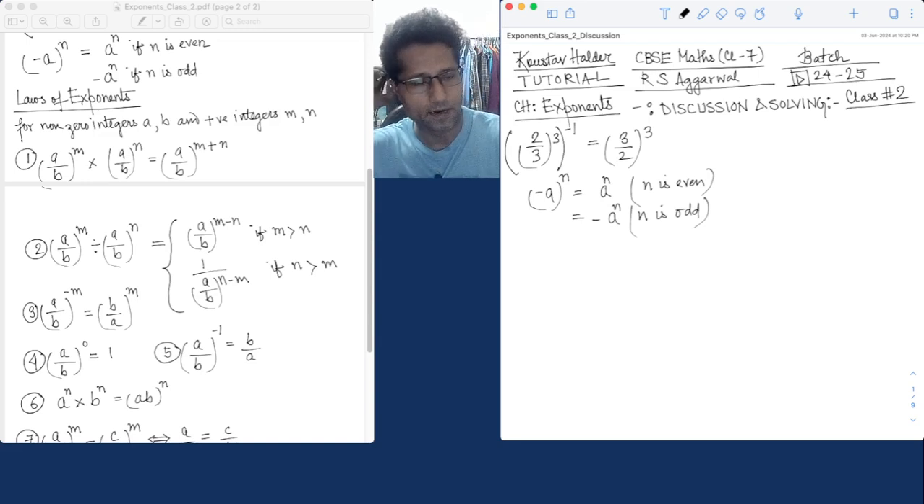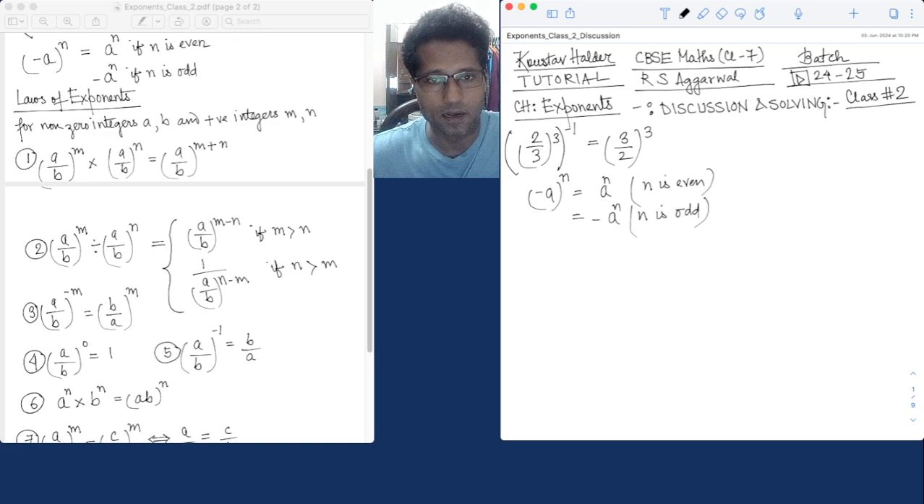So the first law says that if a by b is a rational number, where a and b are non-zero integers, and m and n are positive integers (in all these laws, in the notations we have used a, b, m and n), then a rational number a by b raised to the power m, multiplied by the same rational number raised to the power n, is equal to that rational number raised to the power m plus n.